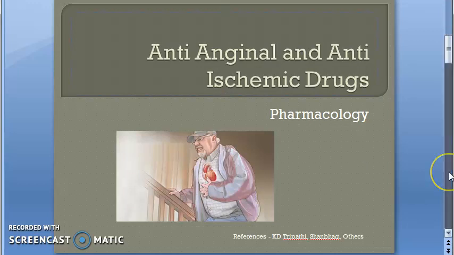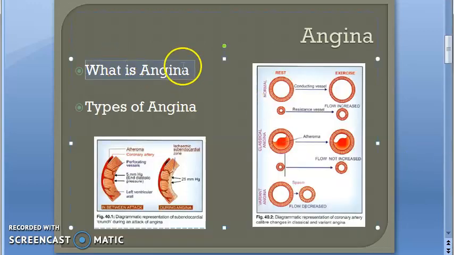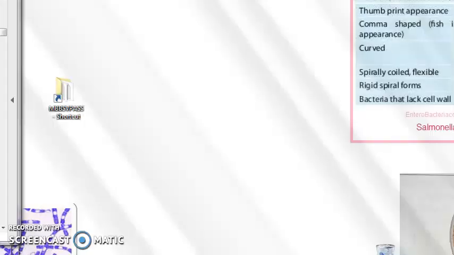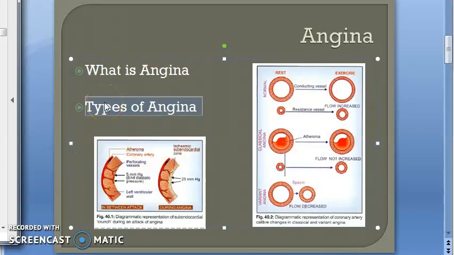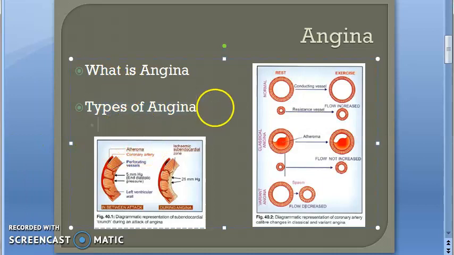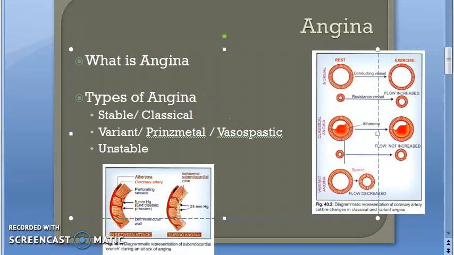We have seen what angina is. Now let us move on to the types of angina, okay? There are three types you can say: stable or classical, variant or Prinzmetal type or vasospastic, then you have unstable angina, UA.